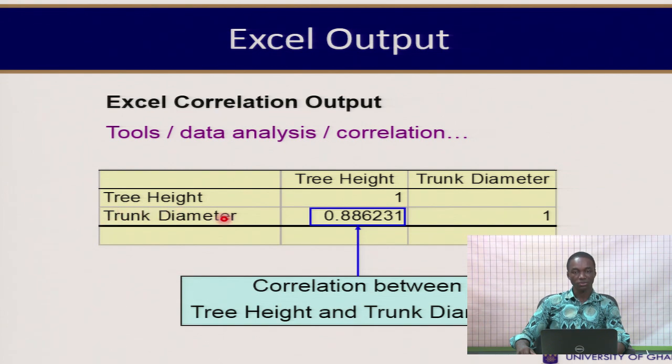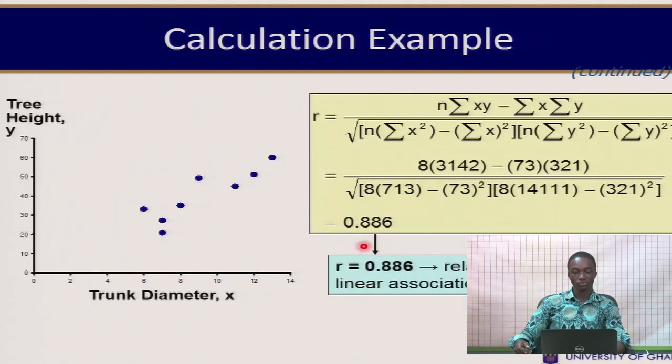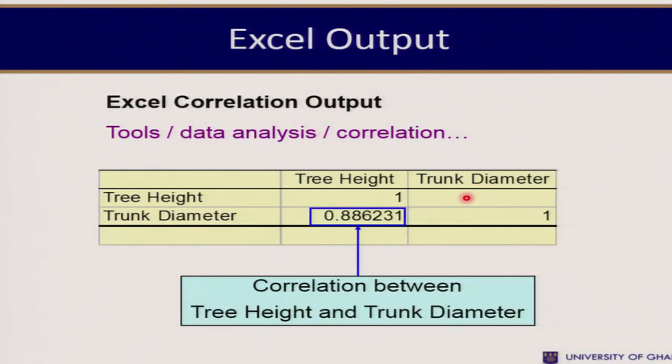You see that for the tree height and then the tree height itself, there is a perfect correlation because it correlates with itself. The trunk diameter and trunk diameter also gives you a perfect correlation. Then we have trunk diameter and tree height, that is 0.886, that's what we had here. And then we can also do tree height and trunk diameter, whose value would also be the same as 0.886.